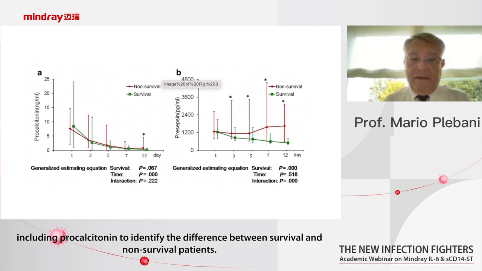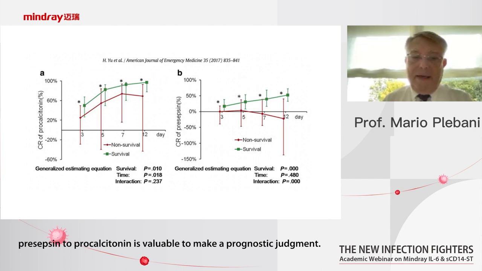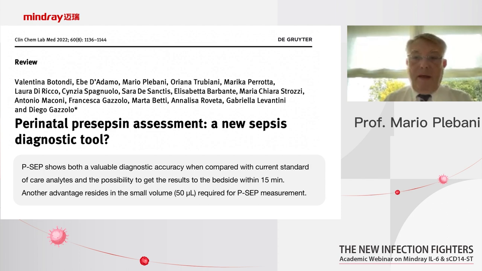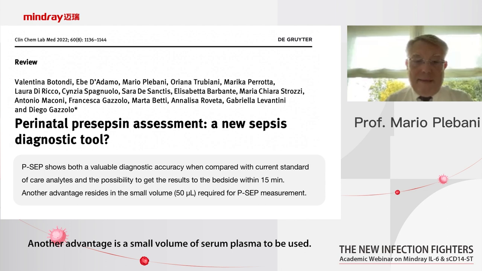And in particular, this is still reported in this slide in which you can see that presepsin and the ratio of presepsin to creatinine is valuable to make a prognostic judgment. This is another interesting paper, a review demonstrating that presepsin shows valuable diagnostic accuracy when compared with the standard of care. And another advantage is a small volume of serum or plasma to be used.